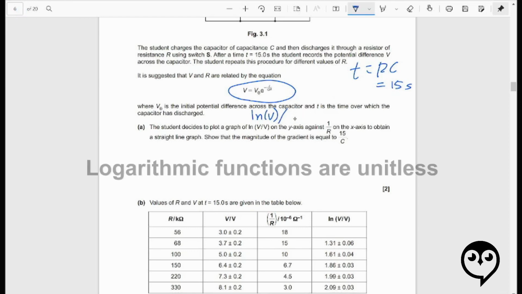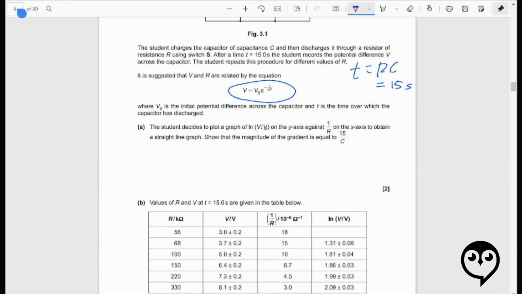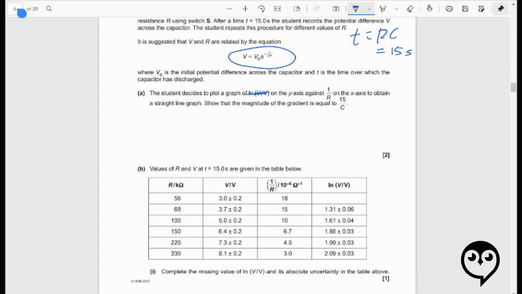But lns don't have... I guess I see what they're doing here. It's the ln of the volts, the voltage measured in volts. This is a very clumsy notation. I don't like that at all. Okay. So they're going to plot a graph of that on the y-axis against 1 over R on the x-axis to obtain a straight line.